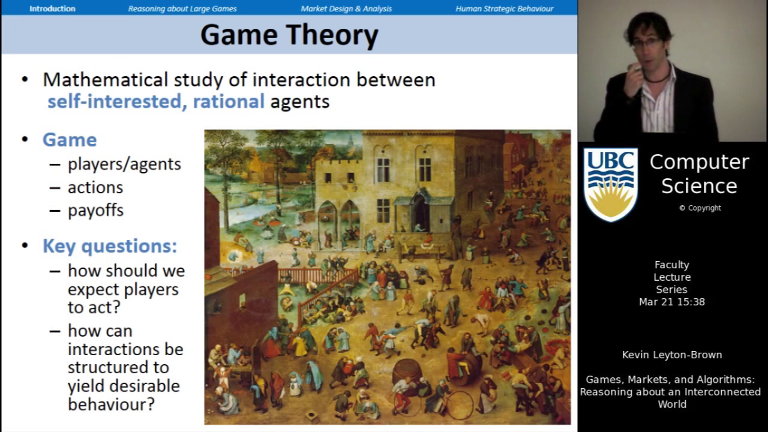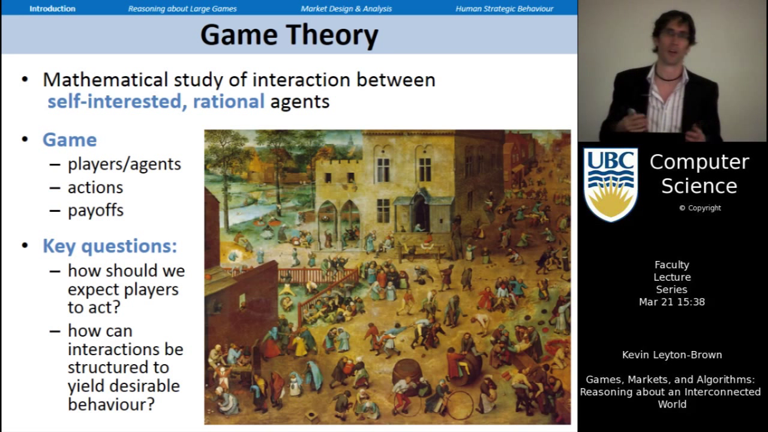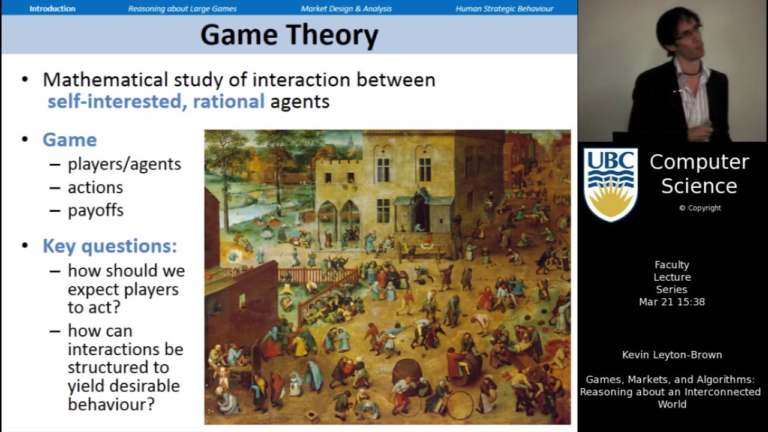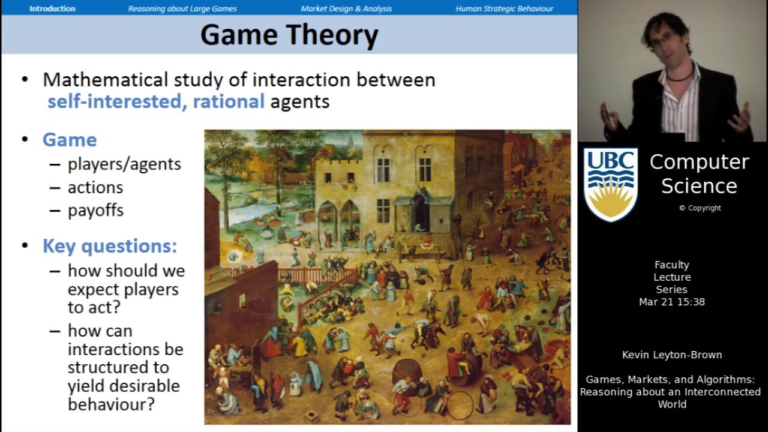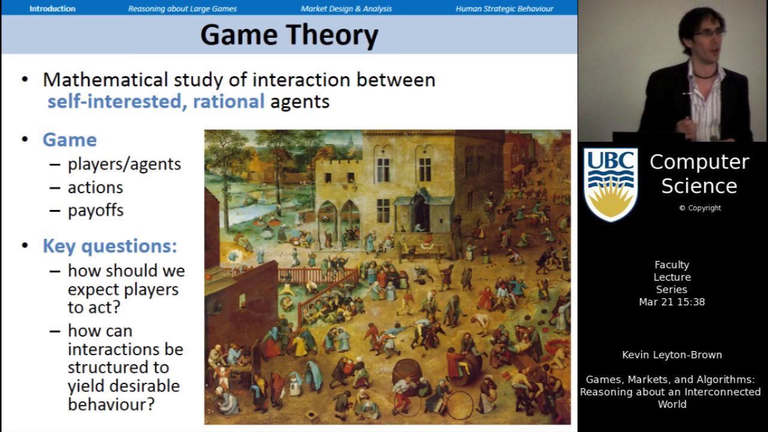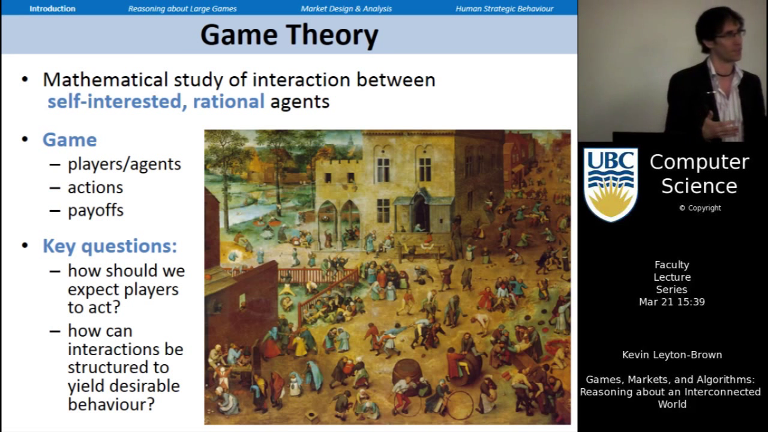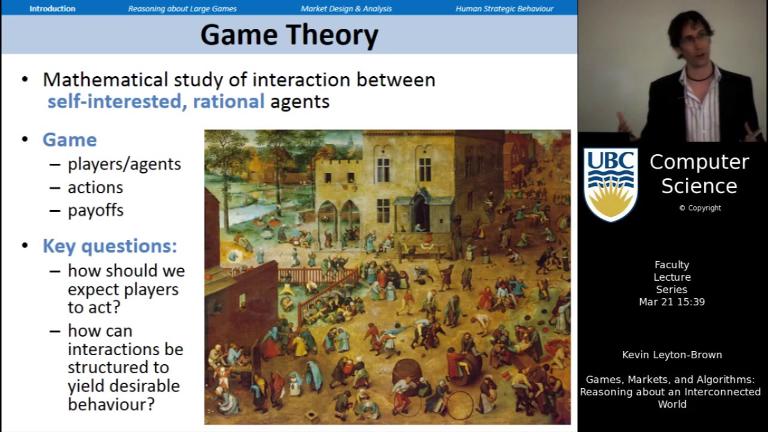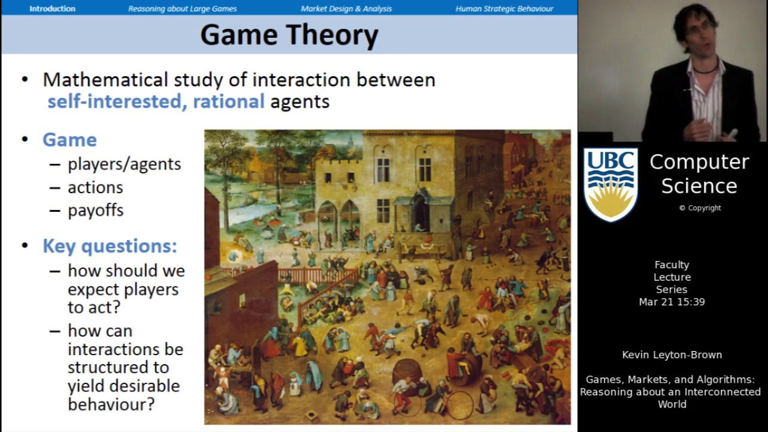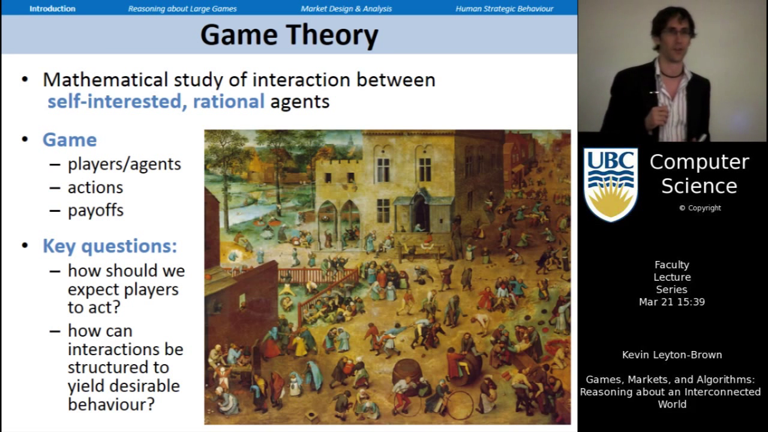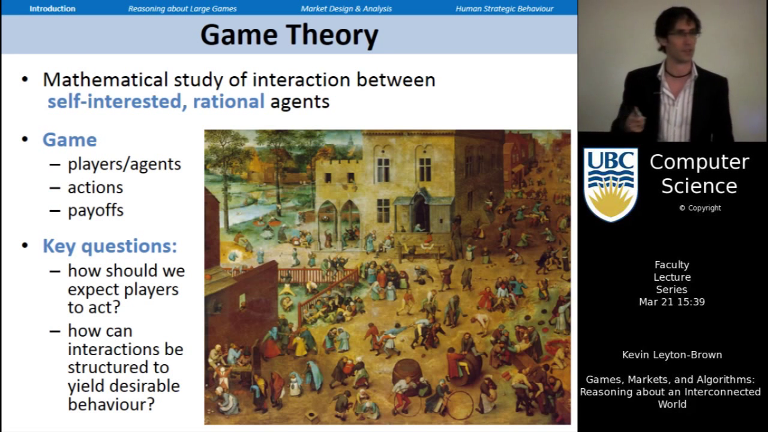So one thing we might want to know is, given a description of a game, how we would expect people to behave in that game. Secondly, we might have a schema for a game in which there's some kind of knob that we can control. There's some design dimension that we as a system designer have in structuring an interaction between people who nevertheless have their own interests. And we might ask, how can I structure those interactions in a way that yields behavior that I as a system designer think is desirable somehow?